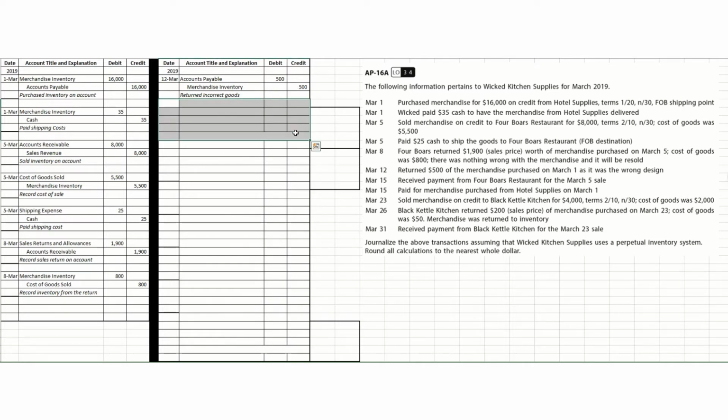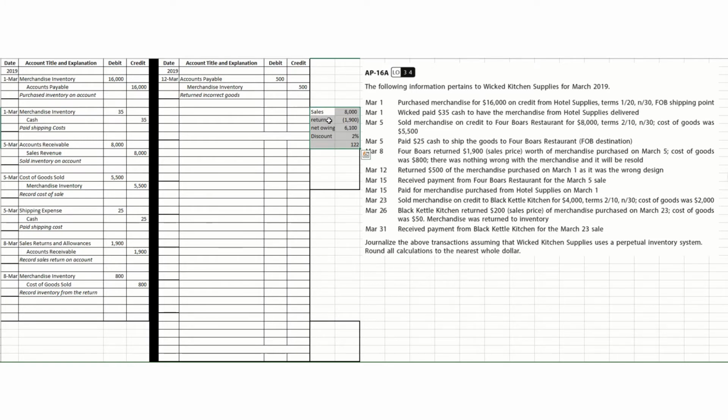March 15th, it says we received payment from Four Boars Restaurant for the March 5th sale. Now in this situation, we need to do a little calculation. They bought some items and they returned some items as well. They paid on March 15th for March 5th. March 5th, they said that they had a discount within 10 days. It is exactly 10 days. So we need to determine what the discount is.